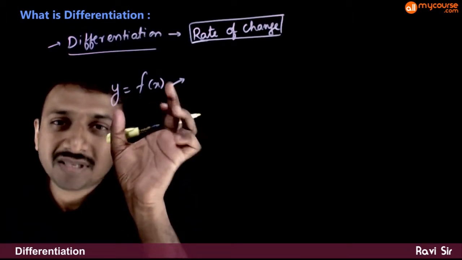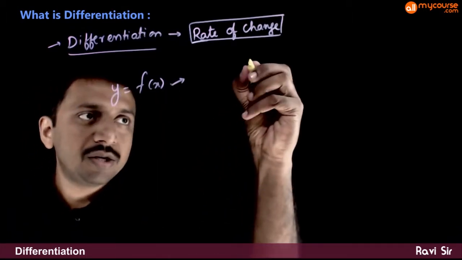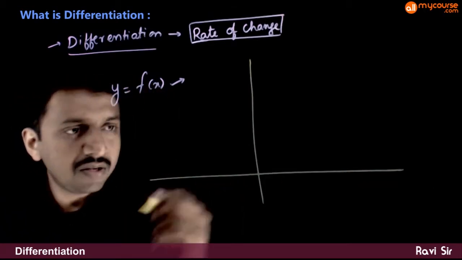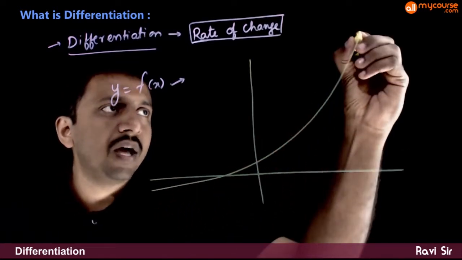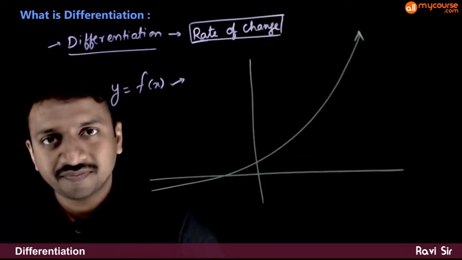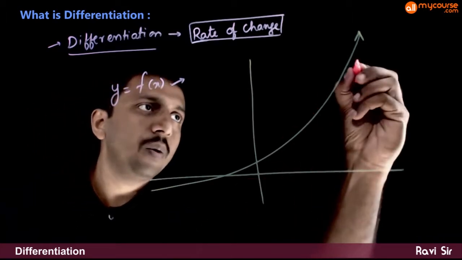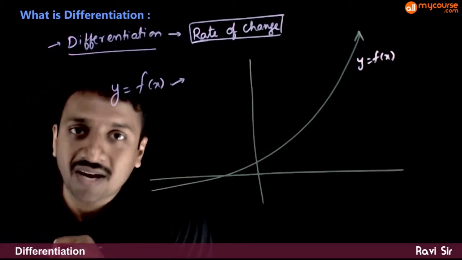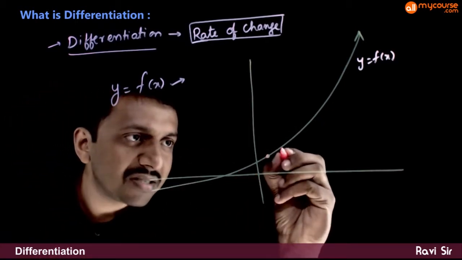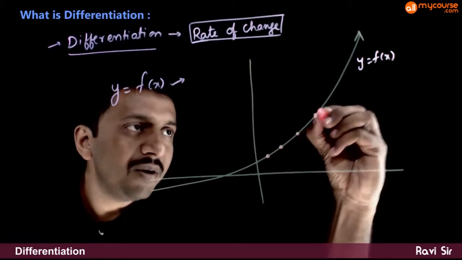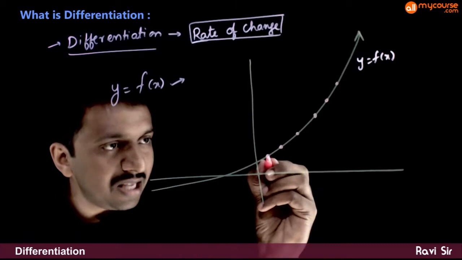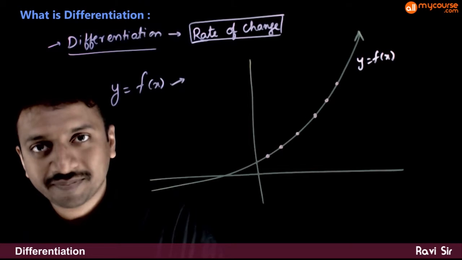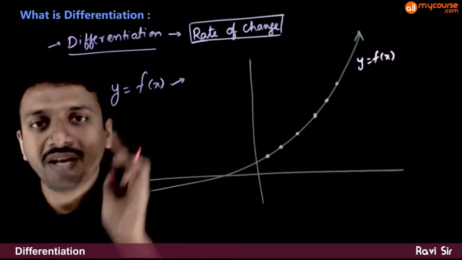Once you have some rule which connects x and y, you can draw the graph of this function y is equal to f of x. Let us say that the graph of y is equal to f of x looks something like this. Now what is the meaning of this graph? As you go from one point to another, each point corresponds to an x coordinate and the corresponding y coordinate. It is the x value and the corresponding y value.